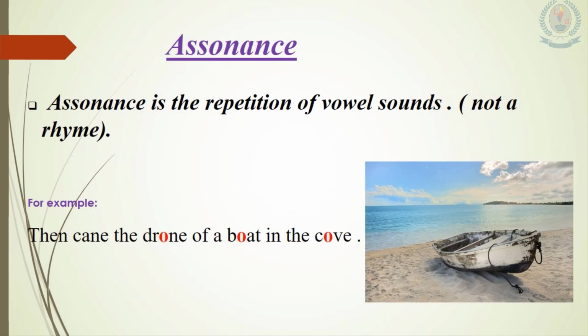The next one is assonance. Assonance is the repetition of vowel sounds. So actually that's not a rhyme. So in other words, we can tell like this. Assonance is a resemblance of sound between syllables of nearby words, arising particularly from the rhyming of two or more stressed vowels, but not consonants.